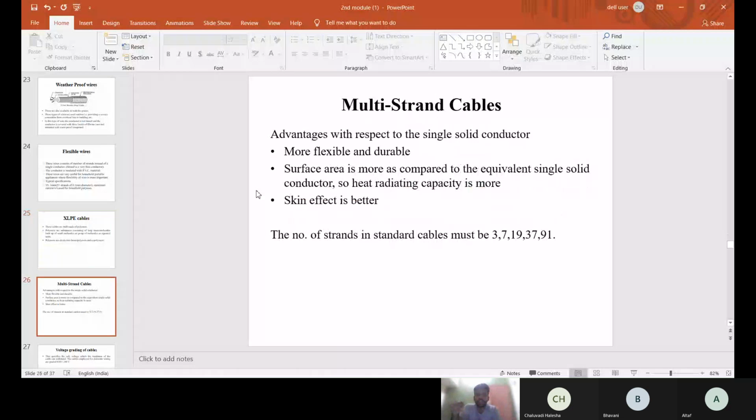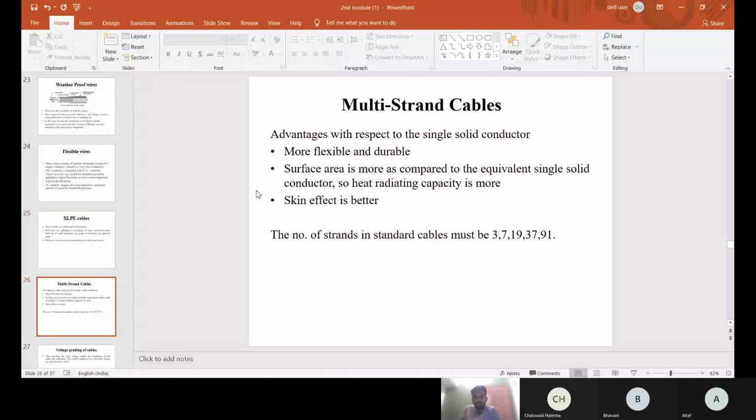What are the main advantages with respect to single solid conductors? Multi-strand cables are more flexible and durable. How more flexible and durable? In multi-strand, it's not continuous.